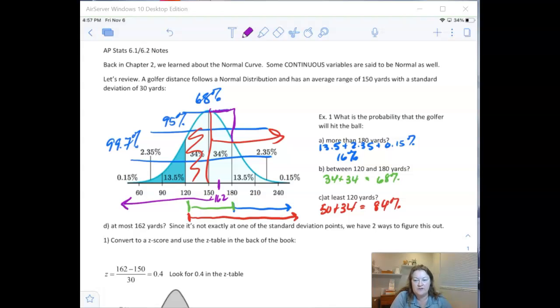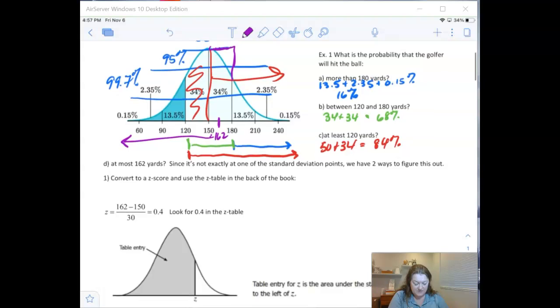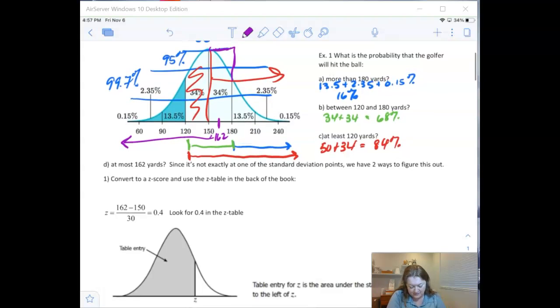So we have to convert to z-scores for this, and we need to go and look at a table in our book. It's in the back of the book. Okay, so the first thing is we're going to convert it to a z-score. So how do we convert it to a z-score? Well, remember the formula was you take your x minus your mean all over your standard deviation. So I've already done that for you. 162 minus 150 all over 30 is a positive 0.4.